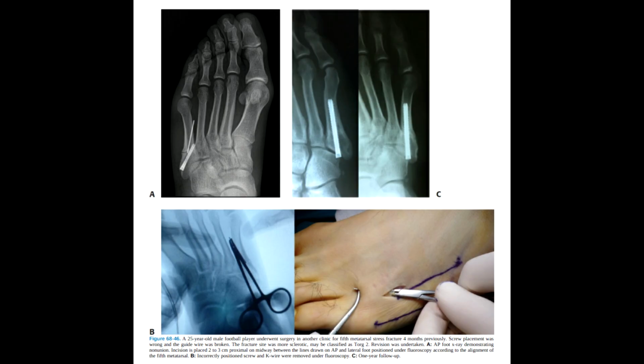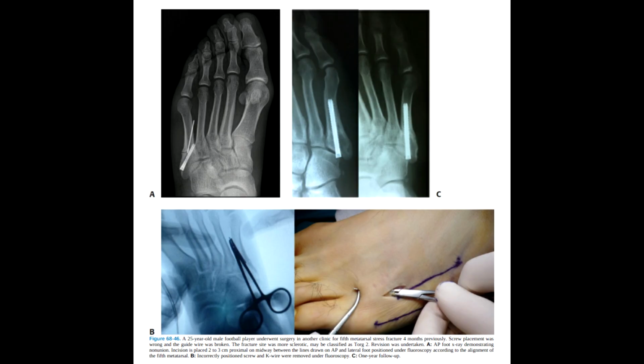Figure 6846 shows a typical problem case. A 25-year-old male football player had undergone intramedullary screw fixation for a 5th metatarsal stress fracture at another clinic 4 months earlier. The screw was malpositioned and the guide wire broke, and the fracture site had become sclerotic, corresponding to a TORG type 2 non-union. The AP radiograph demonstrates the non-union.